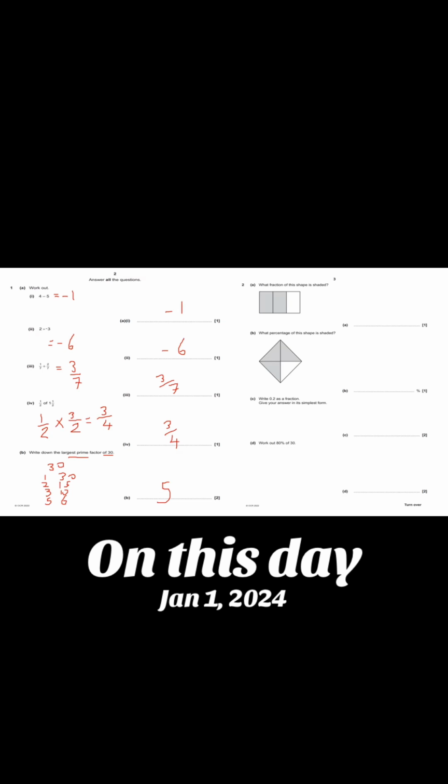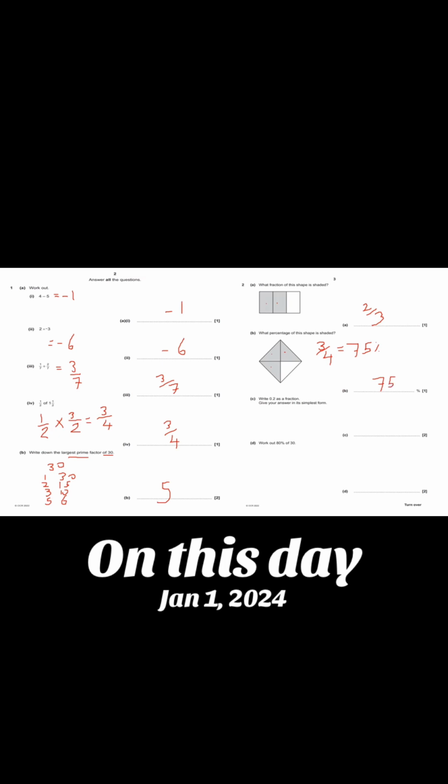Question 2a: what fraction of the shape is shaded? Well, it's 2 out of 3 parts, so the answer is 2/3. Part B: what percentage of this shape is shaded? It's 3 out of 4 parts, so the answer is 3/4 as a percentage. That's equal to 75%, because 1/4 is 25%, so times it by 3 and I get 75%.